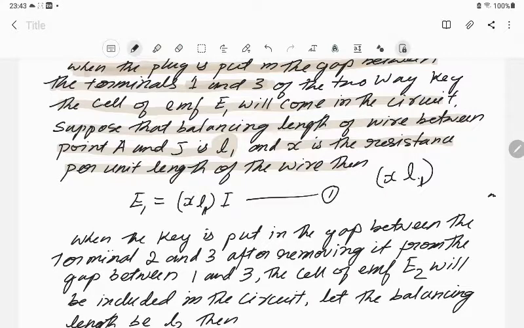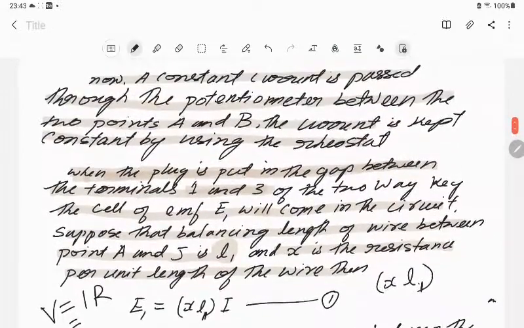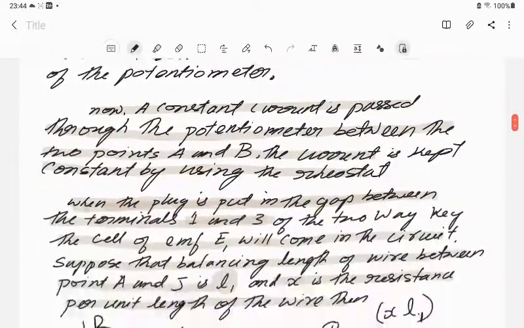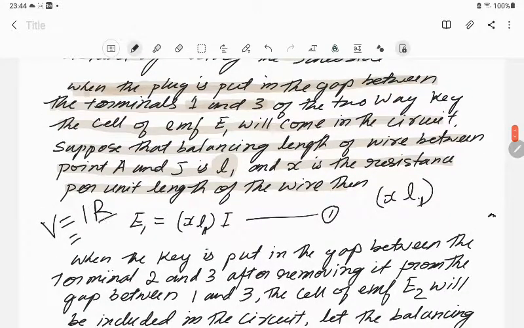Now E1, E is EMF, EMF means potential. So from Ohm's law, V equal to IR, right? I is a constant current flowing. And R, the resistance, will be X into L1. So that is why E1 equal to X into L1 into I. So this is equation 1.